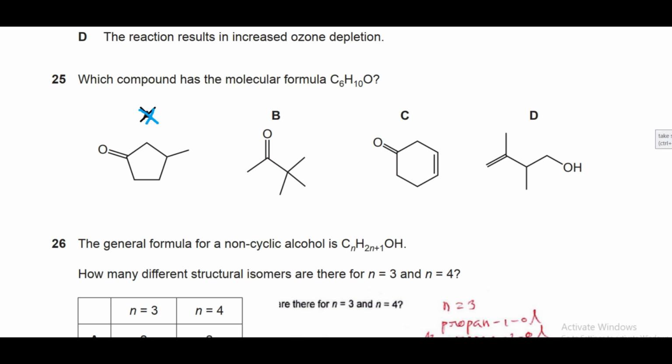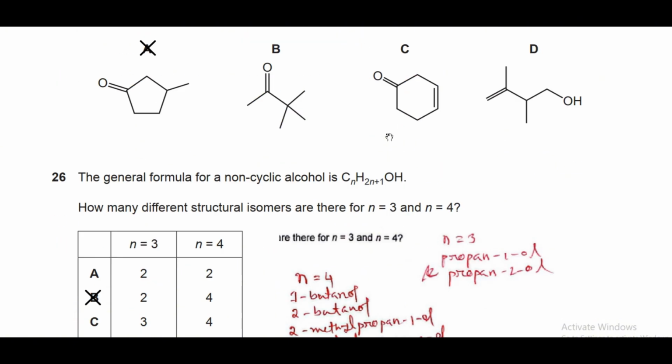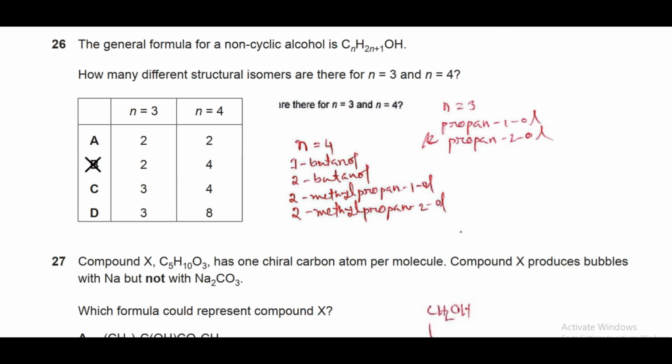Then number 26. The general formula for a non-cyclic alcohol is CnH2n+1OH. How many different structural isomers are there for n equal 3 and n equal 4?